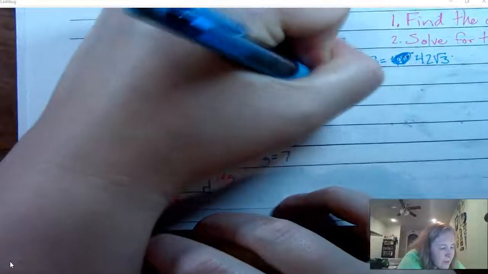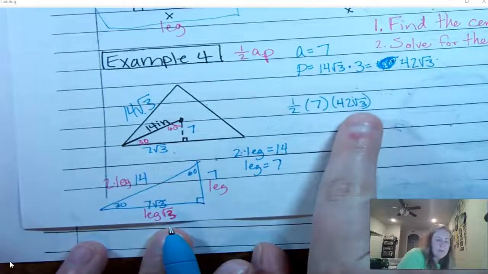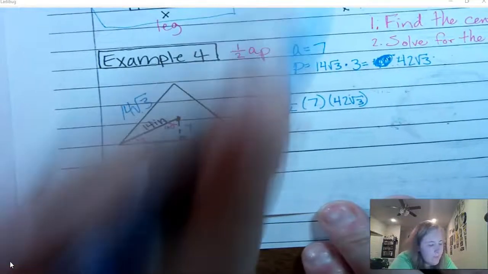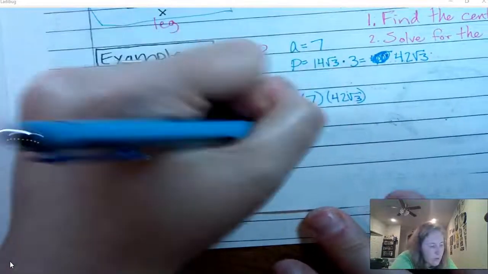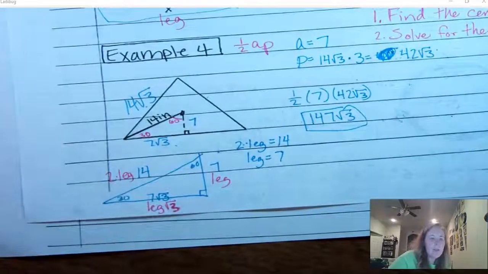We have our apothem. So we have 1/2 times 7 times 42 root 3. Remember, put everything in the calculator except that square root 3. These answers are going to be multiple choice, and you will find your answer in simplest radical form. So 147 root 3 is going to be an answer.